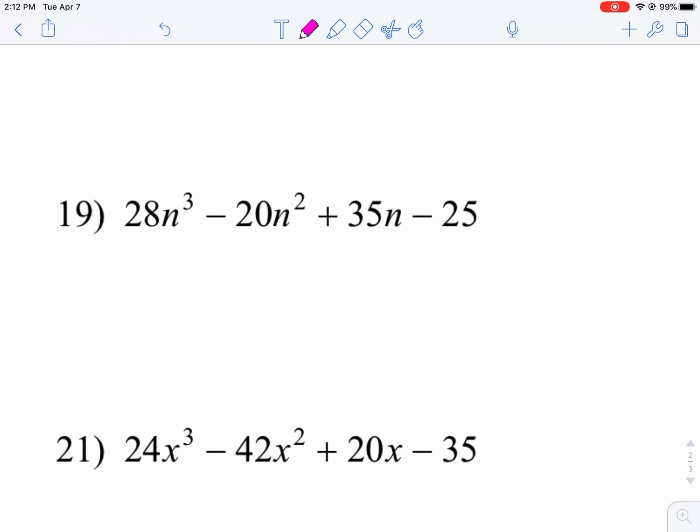Let me see here. I think I have a couple of the 4-term ones. In a 4-term polynomial, we factor by grouping. Remember, you group the first 2, you group the second 2. Don't put that sign in yet. We're going to talk about that.